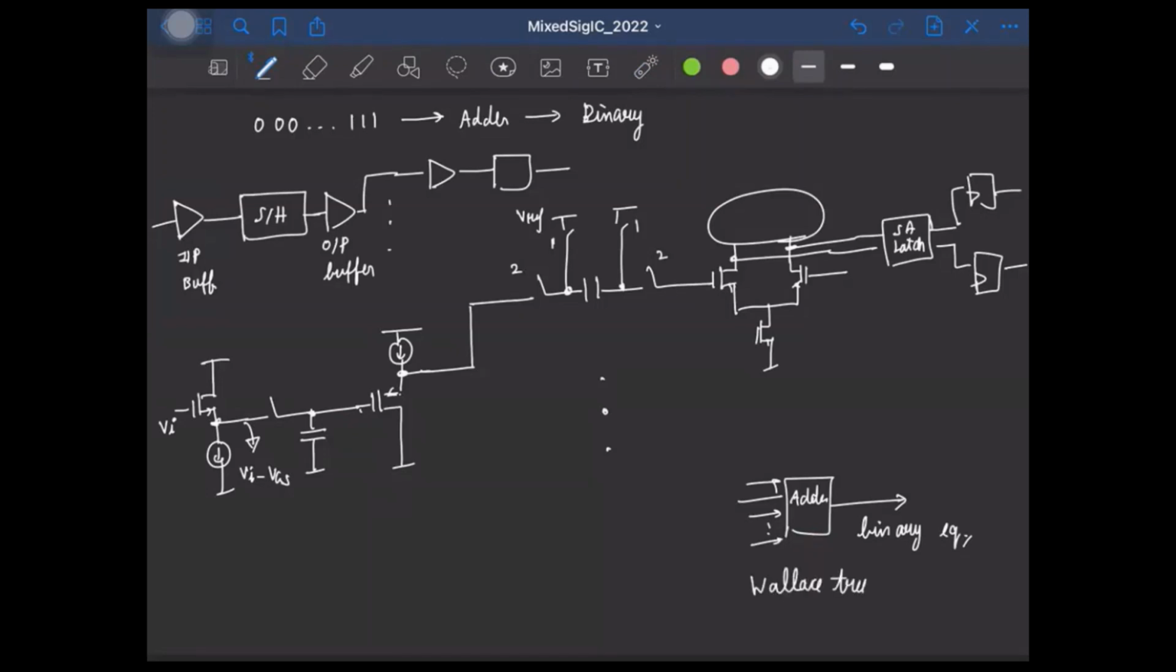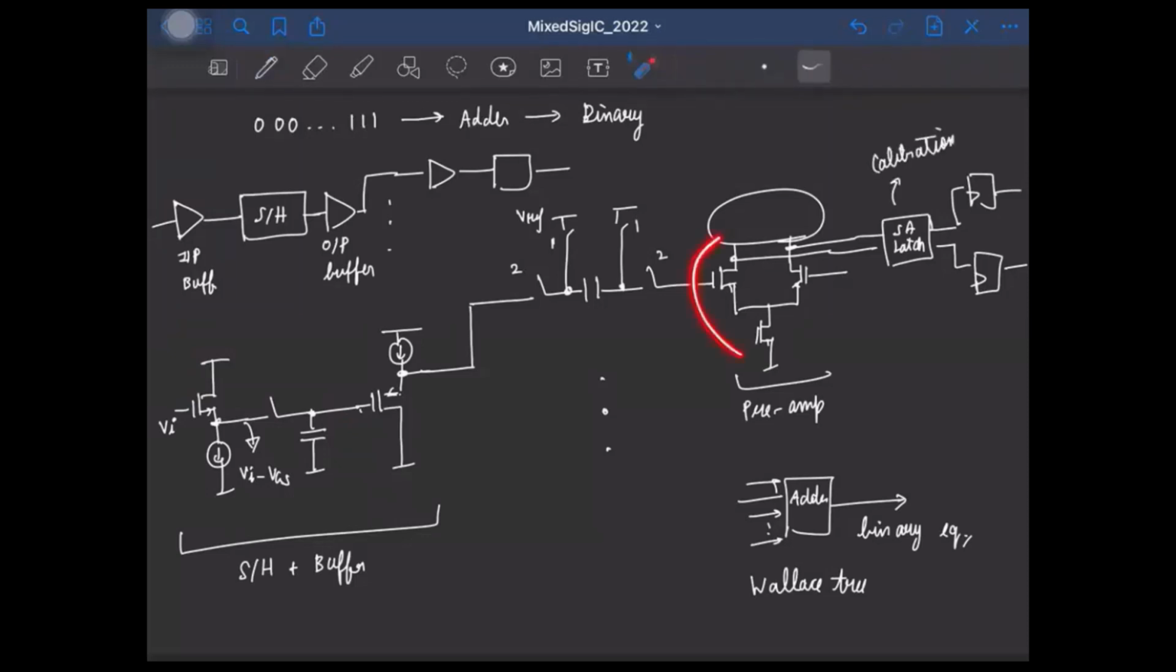So this is our sample and hold plus buffer. This is our preamp. This is the latch and the succeeding flip-flops to resample the output. Remember that to compensate for the offset, we can either do a calibration here. And of course, using the preamp will also help in reducing the effect of offset.